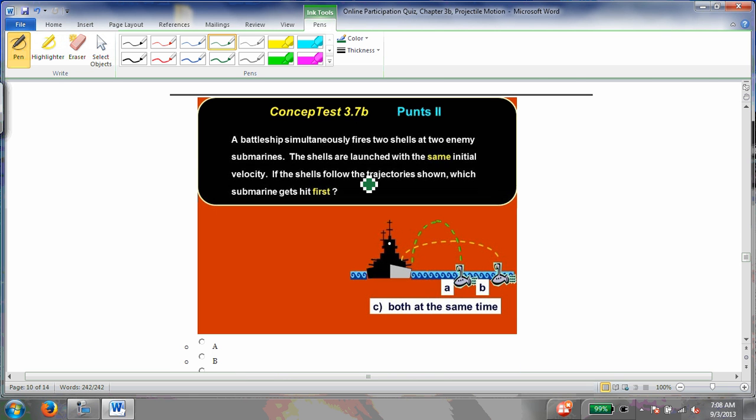Battleship simultaneously fires 2 shells at 2 enemy submarines. Same initial velocity. Which one gets hit first? Well, again, we can look at the y distance. So here I have a bigger y distance than here. So that means that the time for this one is bigger. It has a bigger time because it's higher up. It goes higher. So that's going to be A.